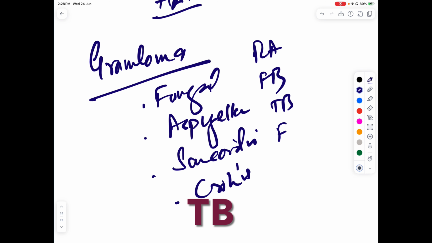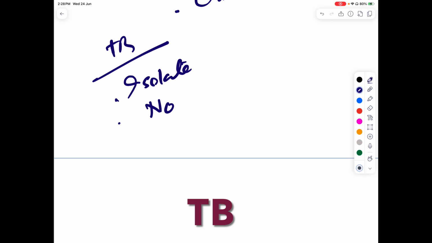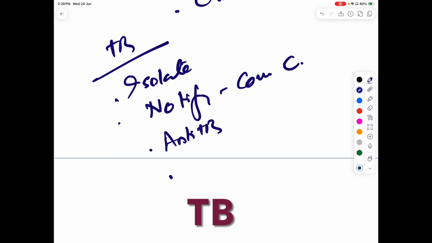Tuberculosis, a lady is diagnosed with TB. What will be the next step? So patient needs to isolate, inform, notify communicable disease control health agencies. Anti-tuberculosis drugs have to be started. Then contact tracing, since last 25 days.